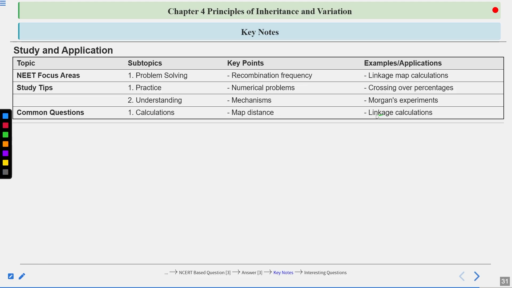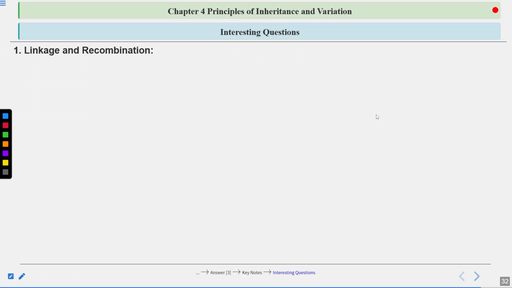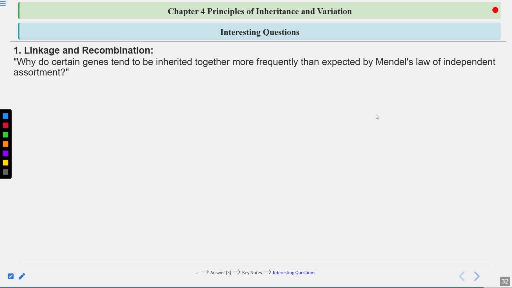Okay, so this will help you in the NEET exam as well. So these are some interesting questions for you. This will enhance your critical thinking ability. First question is, why do certain genes tend to be inherited together more frequently than expected by Mendel's law of independent assortment? So think over this question.